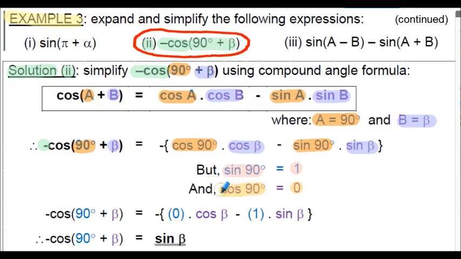So inserting the numerical values into the right hand side of the compound angle formula, we know the cos of 90 degrees is 0. So again this term becomes 0. And the sine of 90 degrees is 1, which is multiplied by the sine of beta. So negative cos 90 degrees plus beta simplifies to sine beta. Notice the double negative effect here produces a positive sine beta.